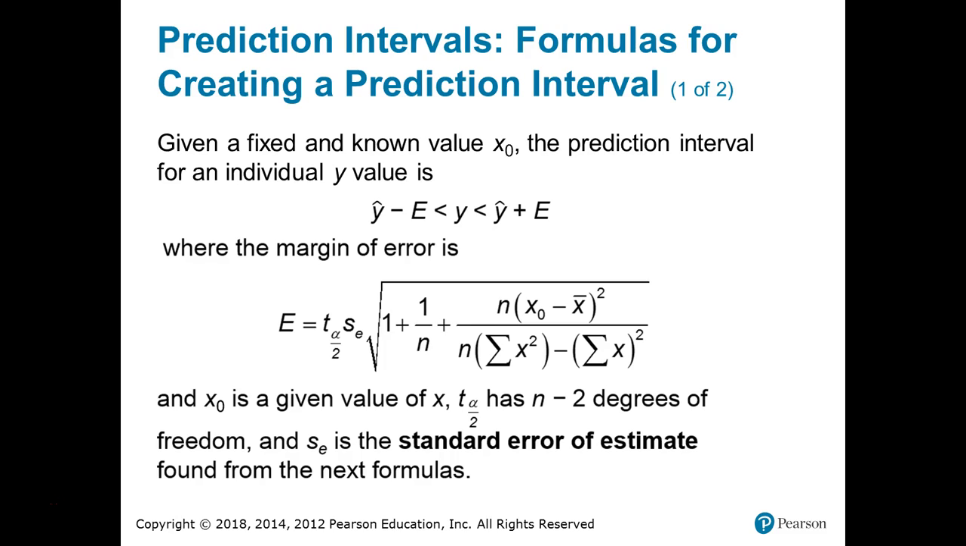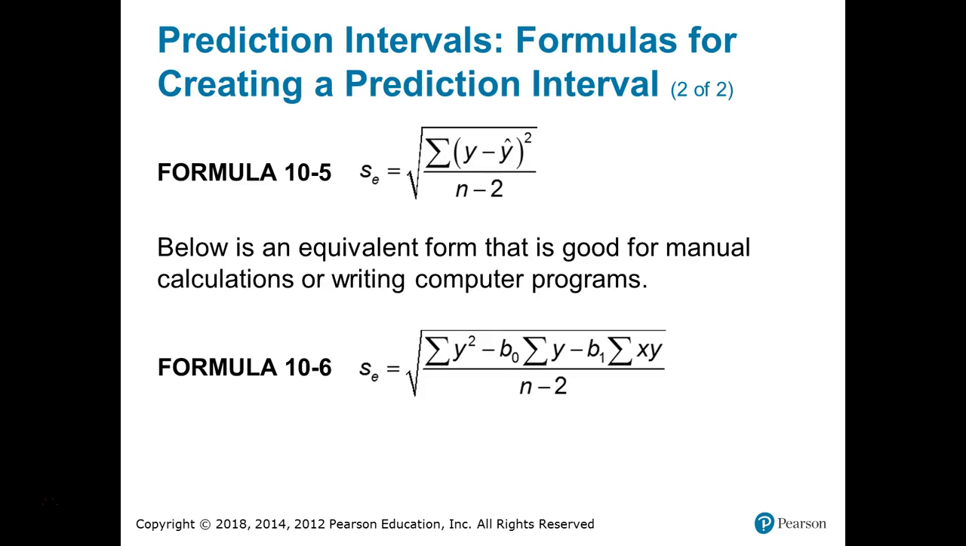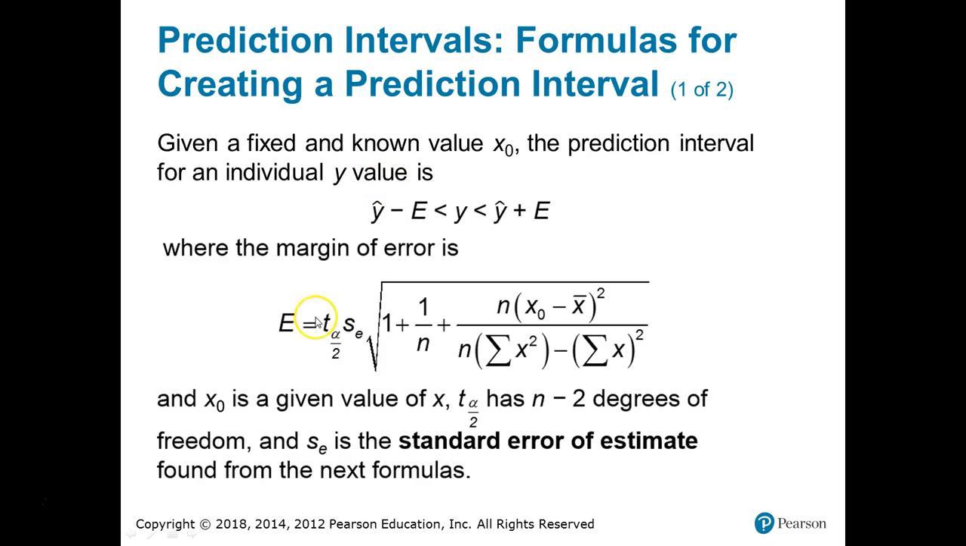How do you figure out the margin of error? It's given by this beautiful equation over here, which again you're not going to have to solve yourself, but you should know where it comes from. And x naught is a given value of x. T of alpha over 2 has n minus 2 degrees of freedom, and then S of E is the standard error of estimate found on the next slide's formulas. So here are your formulas for getting that S value that we're using over here.